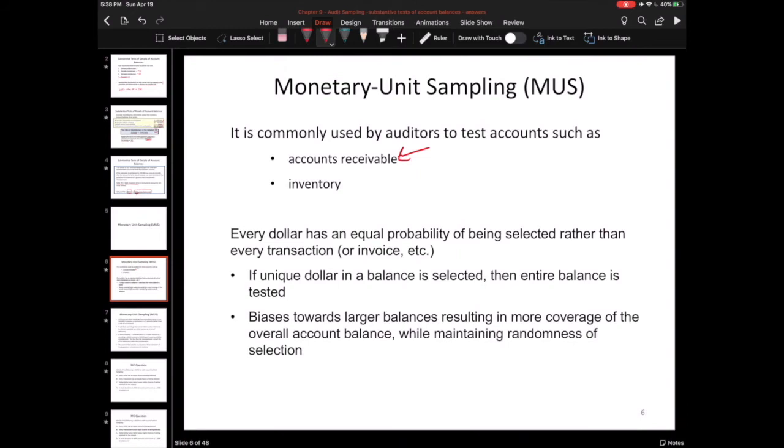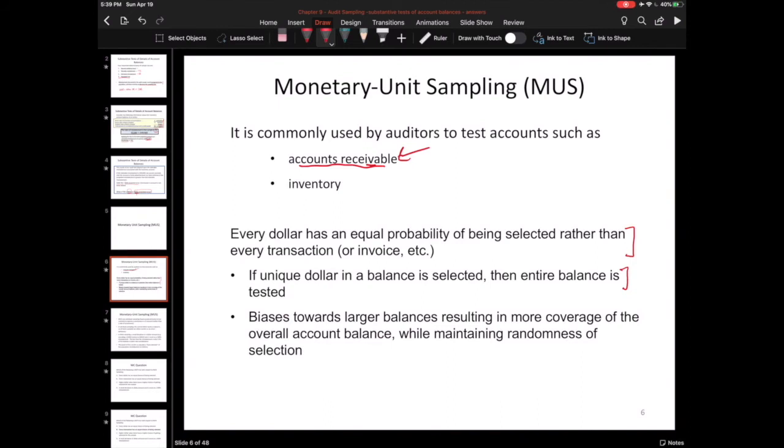All right, and one thing to remember with MUS is that every dollar in a population has an equal probability of being selected. When we were talking about test of controls, if you were doing random sampling, you would have said every transaction in this population, or every invoice or every shipping document, has an equal chance of being selected. But in monetary unit sampling, it is every dollar unit. And if a particular dollar unit is selected for testing, then the entire balance related to that dollar unit will be tested. So if I pick a particular dollar for testing in the AR balance, I'm going to pick that entire customer's account to test, or to send out the confirmation for.